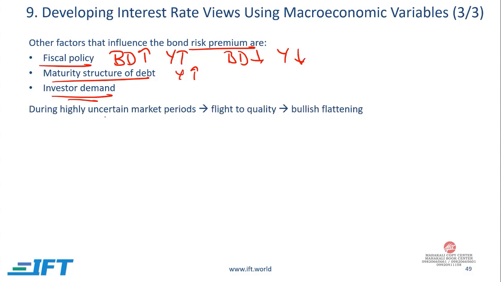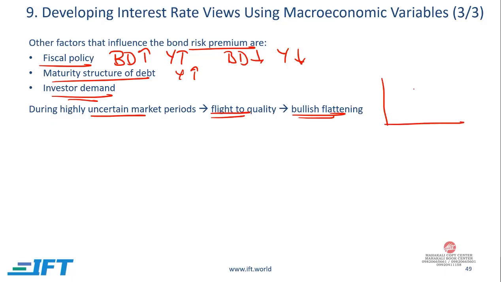During times of uncertainty, so if investors are concerned that the economy might be heading for a slowdown or even heading into a recession, then there is a flight to quality. This means that investors will tend to sell high-yield bonds or bonds that have relatively low ratings and use that money to buy safer government bonds. And because of this, the government bond prices go up, which means that yields come down. So there is a bullish flattening.